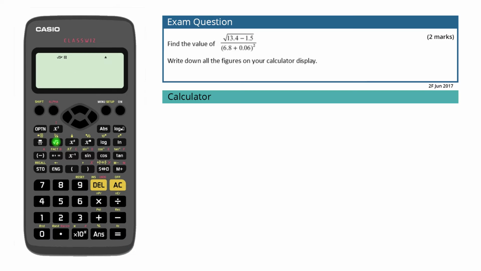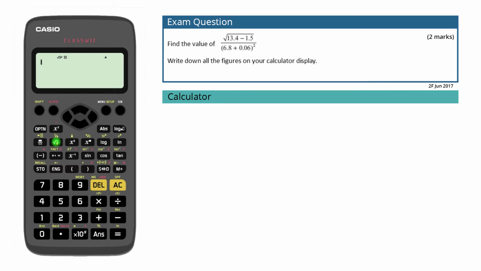The next question asks us to find the value of the square root of 13.4 take away 1.5, all divided by 6.8 plus 0.06, all squared. Write down all the figures on your calculator display. There are two ways to calculate this fraction.